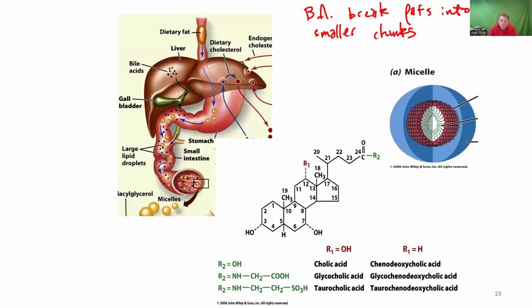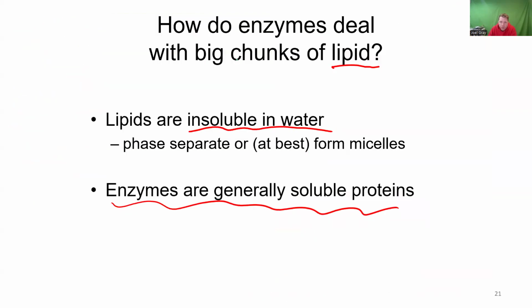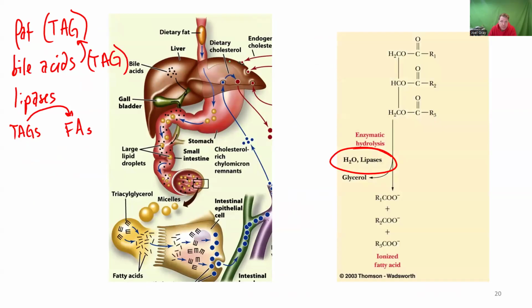After that, we're going to have enzymes known as lipases that take those triacylglycerols, your predominant components of dietary fats, and break those down into ionized fatty acids. So these things right here, so that our body can actually process them. Those things, these R1 COO, R2 COO, are going to be great sources of lots of energy.